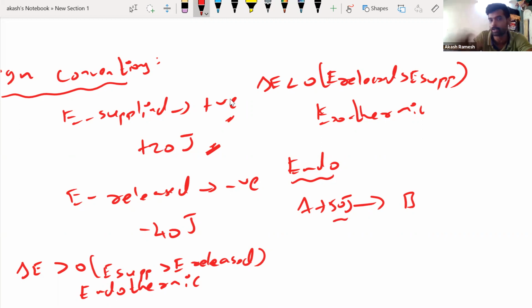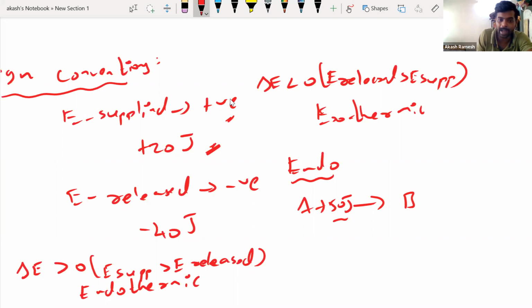If you don't know the value, don't include it. So this is another data which you can include, the energy consideration. If it is an endothermic chemical reaction, you put the energy value in the reactant side, obviously because energy is getting supplied.